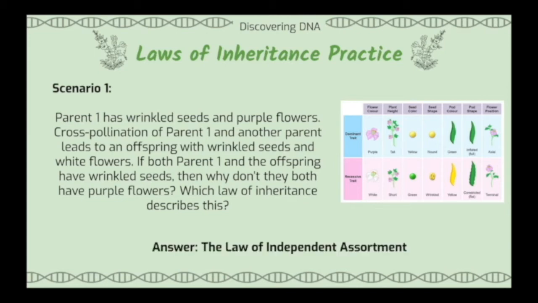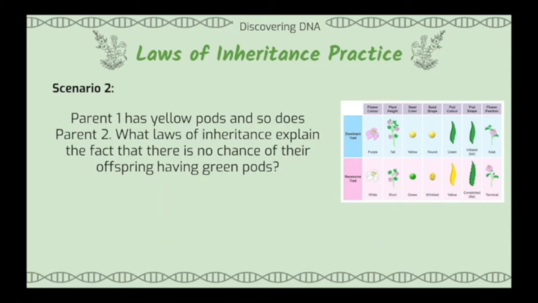The answer here is the law of independent assortment. The law of independent assortment states that the passing on of one allele is independent of the passing on for another allele. This means that even though parent 1 and the offspring both have wrinkled seeds, the passing on of the wrinkled seed allele has nothing to do with the flower color allele. So we can't assume that just because both have wrinkled seeds, they would both have purple flowers as well. Here's the data from scenario 2.